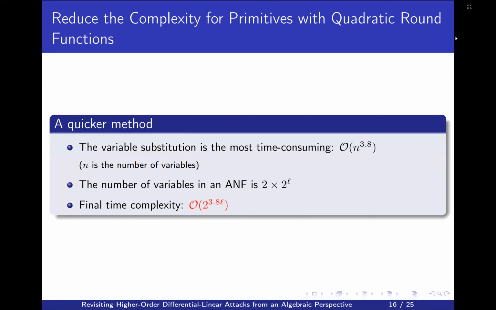So with this method, the complexity is not related to the raw variables. It's related to the variable distribution. So this algorithm is polynomial, big O of N to the 3.8. Because the number of variables in our F is 2 times 2 to the L, the complexity is proportional to 3.8 L. So it's exponential rather than super-exponential complexity.